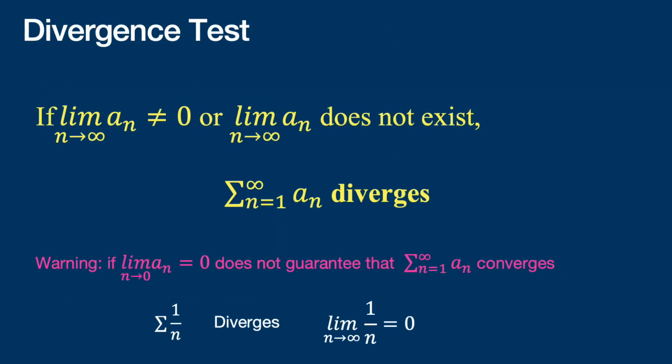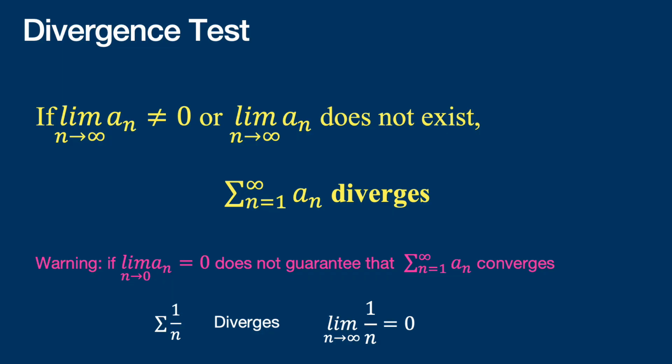This is the divergence test. I'm going to give the divergence test formally. If the limit of the general term of the sequence is not 0, or the limit does not exist, then the series is going to diverge. So if the limit of the sequence is not 0, it never shrinks, or the limit does not exist, the series is going to diverge.